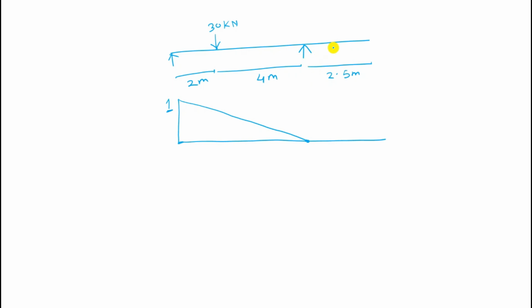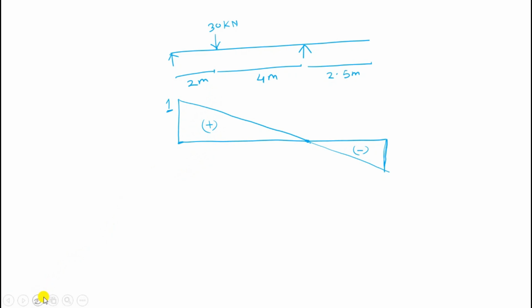Now what about the overhanging portion? For the overhanging portion we have to consider the extension of this line. So this is the extension of this line, and this will be the influence line diagram for reaction for this overhanging beam. This is the positive side and this is the negative side, the positive zone and negative zone.